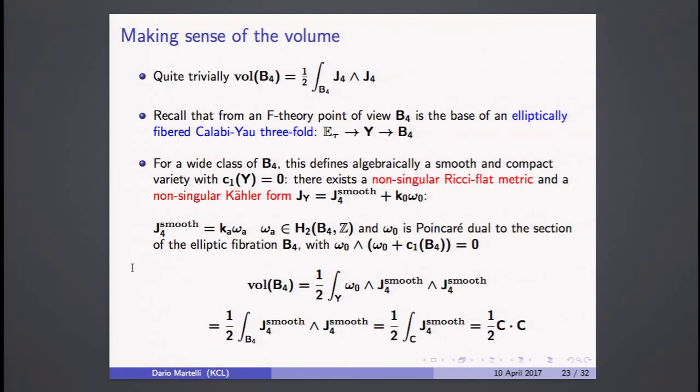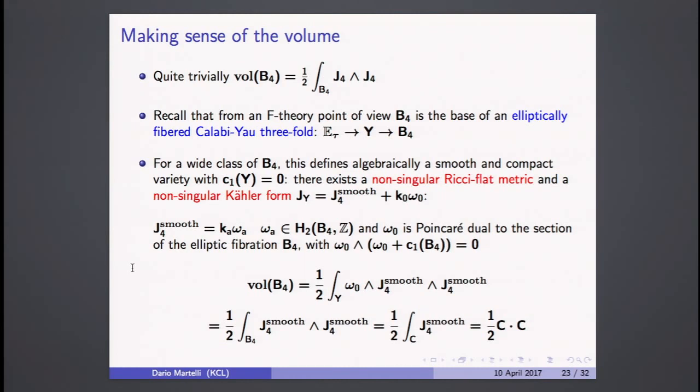There is a part which is again on the base, which is smooth, and then there is a part which is on the T2 fiber, right? So one can expand this on a base of two forms of the Kähler space before, and this omega zero, as I said, is a Poincaré dual to the base itself.